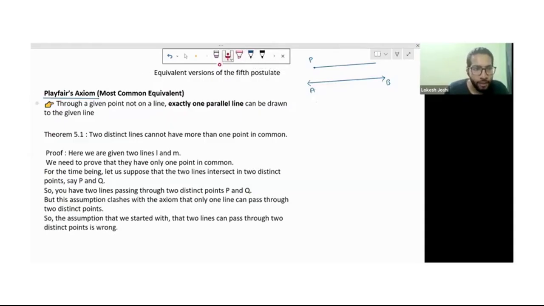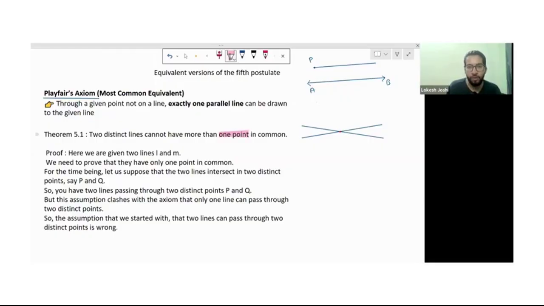After that, we also have a theorem in which it is written that two distinct lines cannot have more than one point in common. Two distinct lines means two different lines. So, suppose two different lines. It says that the common point between these two lines should be unique, and it's only one. You can highlight this one.